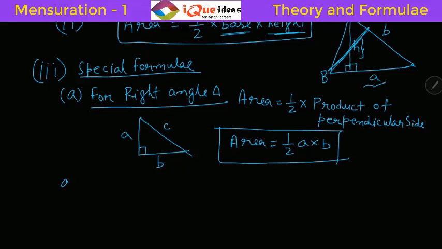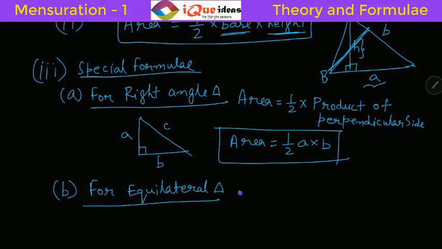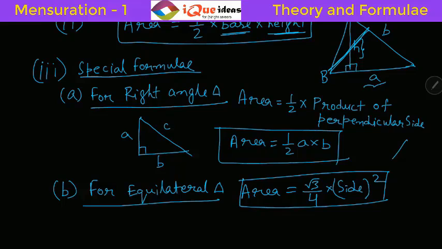The second special formula is for an equilateral triangle. For equilateral triangle, area is equal to root 3 by 4 into the side square. Right? So if you draw an equilateral triangle, and if I say the sides are all a, then the area will be equal to root 3 by 4 a square. Right?